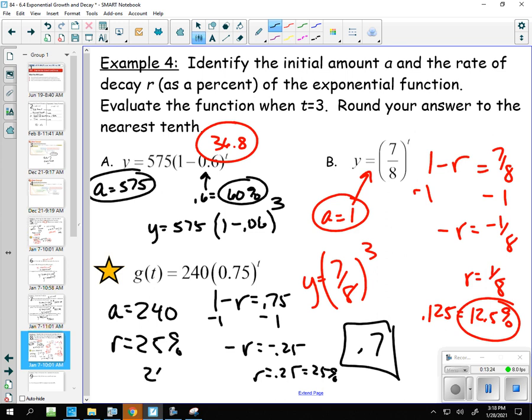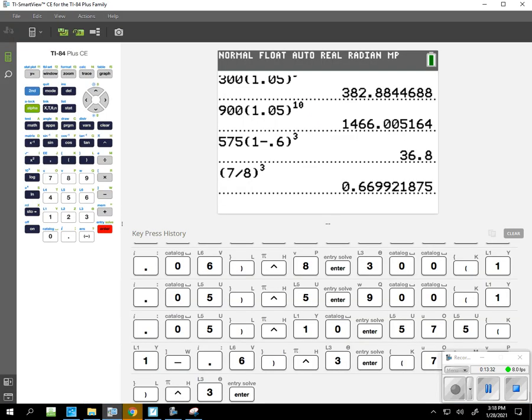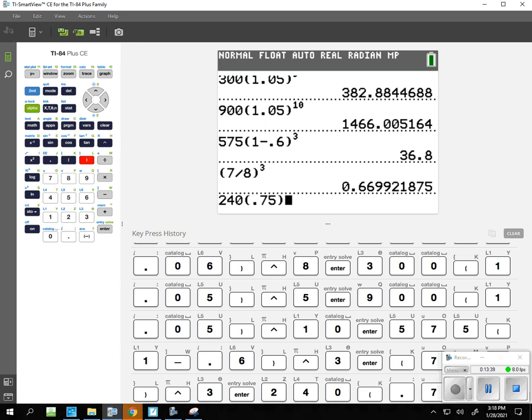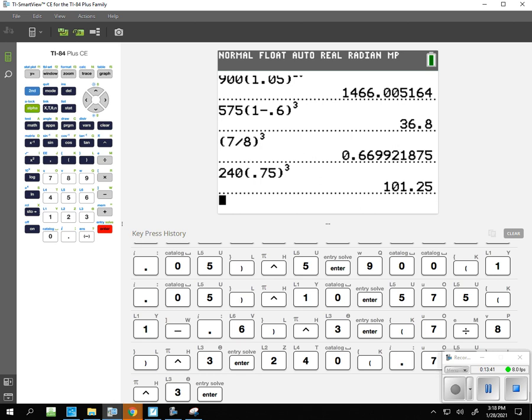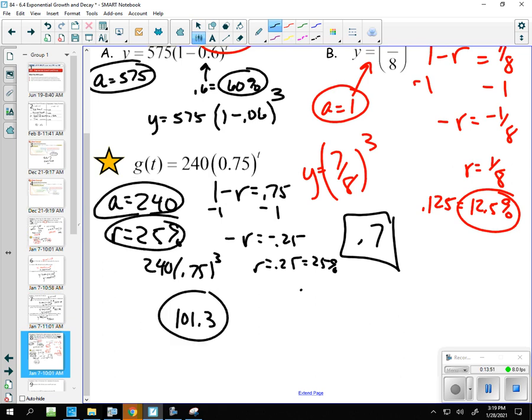Now they want me to put 3 in for t. So 240 times 0.75 raised to the third. So 101.25, and if I rounded to the nearest tenth, you'd have 101.3. And those are your 3 answers.